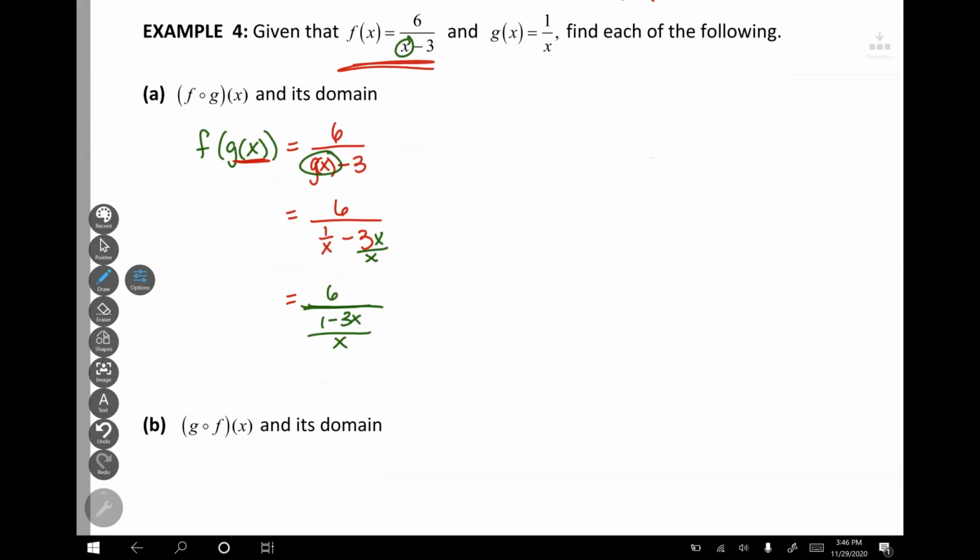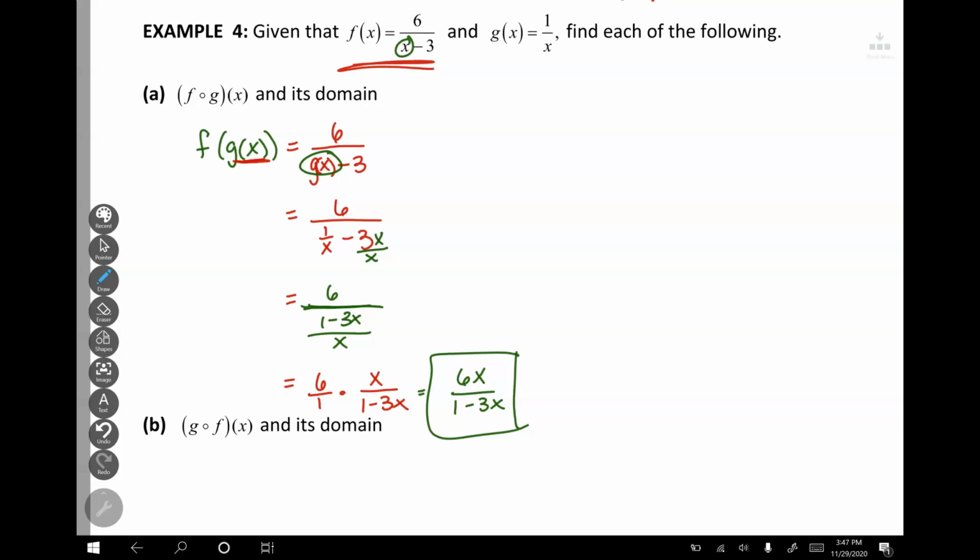Okay, we don't want a fraction over a fraction, so let's just keep going. Remember, that's the same thing as doing 6 over 1 times x over 1 minus 3x. You're dividing a fraction by a fraction, so you can flip the bottom one up and multiply. Okay, so that comes out to 6x over 1 minus 3x. Okay, and that is the composite function.